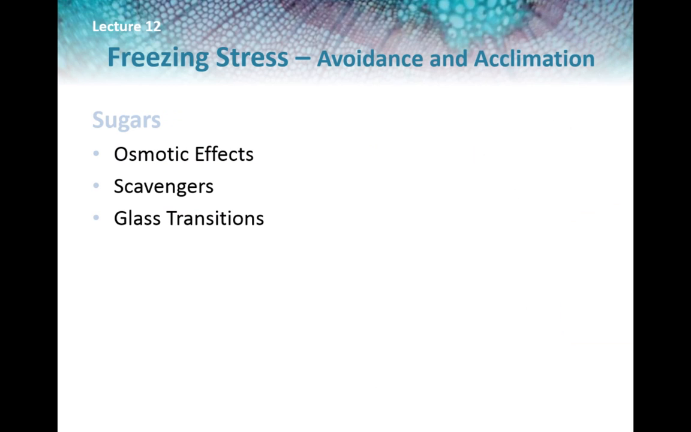Sugars play several roles in acclimation to freezing. They osmotically reduce freeze-induced dehydration by lowering the water potential gradient to extracellular ice. Some sugars can also play the functional role of solvent to help stabilize molecules when water content decreases drastically. Sugars can act as electron donors and scavenge activated oxygen.